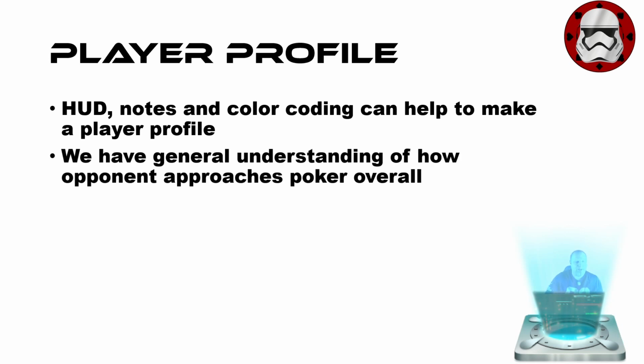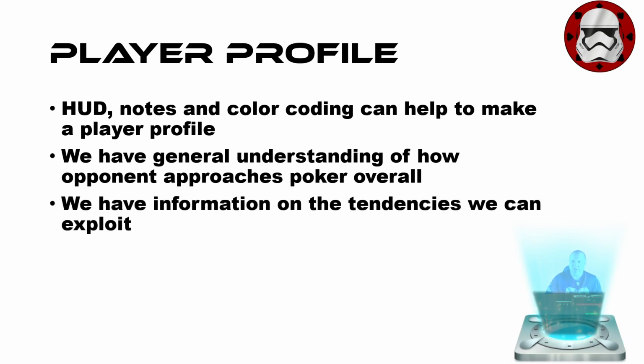And when we have the general understanding of how the opponent approaches poker overall, that's when we can start to really exploit, and that's how we start to make money. And we have information on the tendencies we can exploit. And once again, the question, how do I use this information? We have the player profile, we know how he thinks. The next question, how do we use this information to exploit him? How do we exploit his tendency?